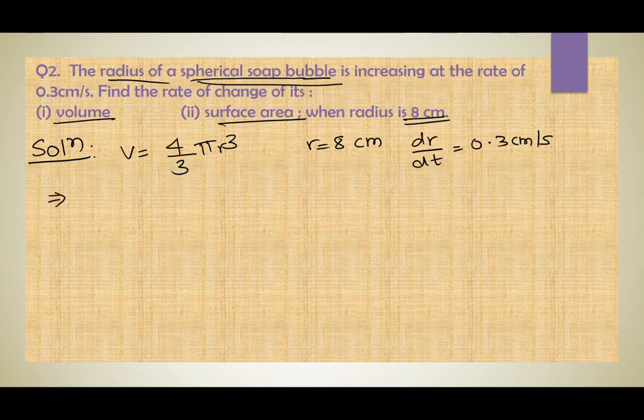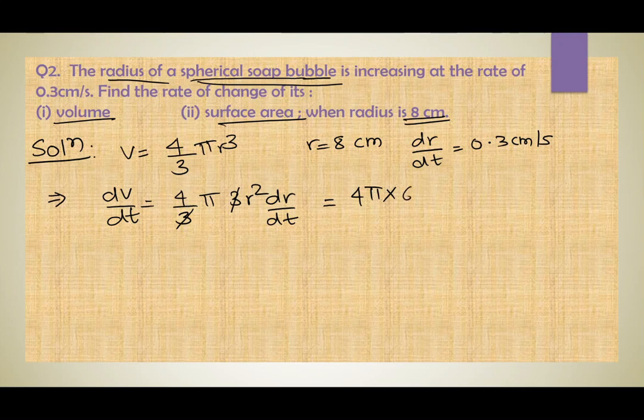Okay, now if I differentiate this with respect to t, I will get dV by dt equal to 4/3 pi into 3r square into dr by dt. Simple. Now let me cancel this out. So this is equal to 4 pi r square. What was r? r was 8. 8 square will be 64 into ये वैल्यू कितनी है, 0.3. ओके 0.3 लिखेंगे. Now this comes out to be 1.2 pi into 64.